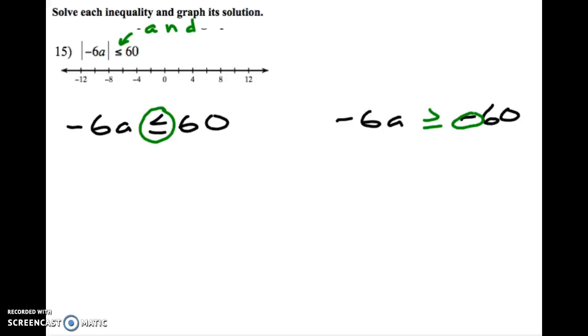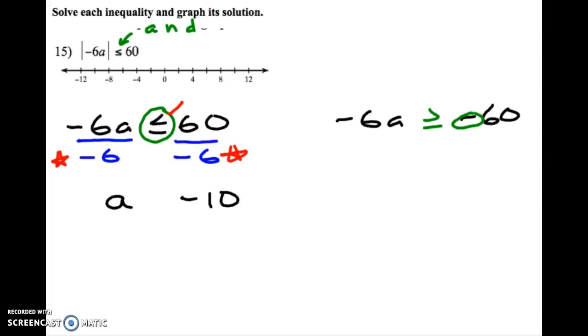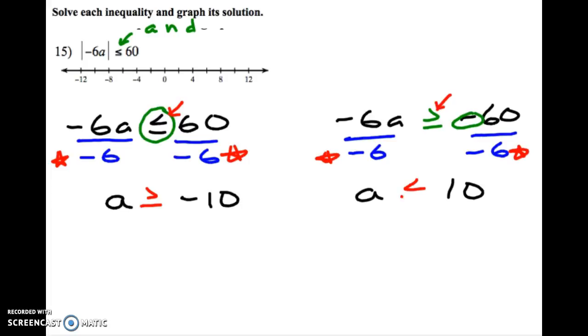Now, as far as solving goes, we go through our normal steps. So in this case, we're going to divide by negative 6. And we will get a and negative 10. Now remember, got to be careful when we do inequalities. When we divide by a negative number, the direction of the inequality must switch. So that has to become a greater than or equal to. Going to the one on the right, once again, we're going to divide by that negative 6. We'll get our a, we'll get 10. And then once again, because we were dividing by a negative number, the direction of the inequality must switch.